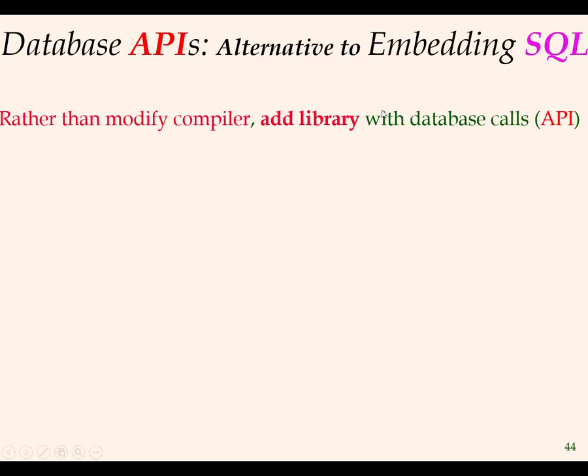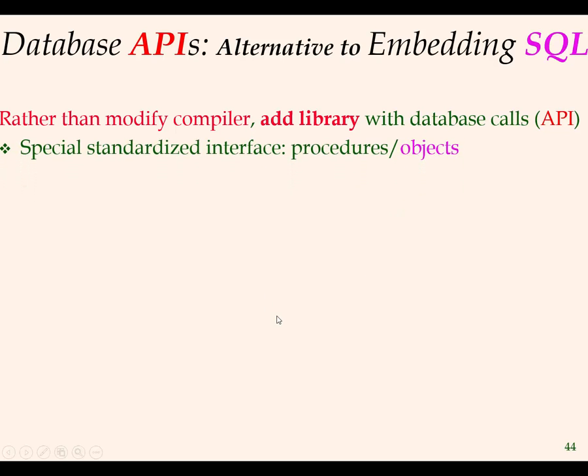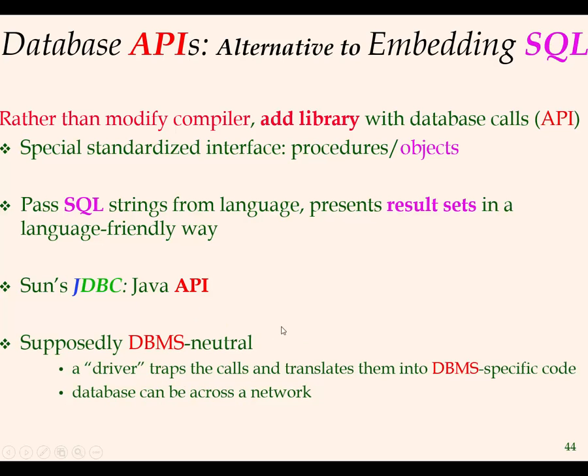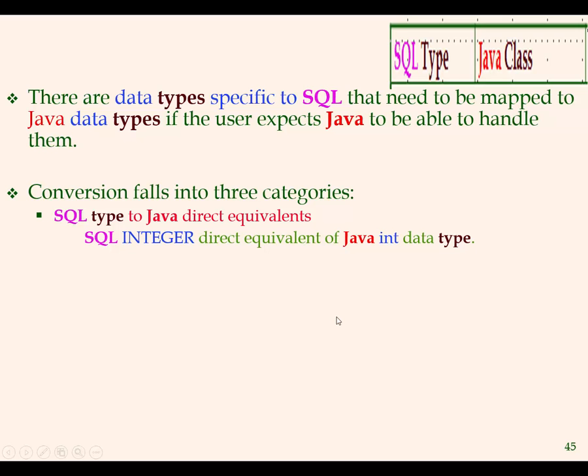So, database API, an alternative to embedding. Instead of modifying the compiler, you add an API library like the java.sql package. Very good. So this is JDBC, which is a Java API produced by Sun Microsystems. Very good.